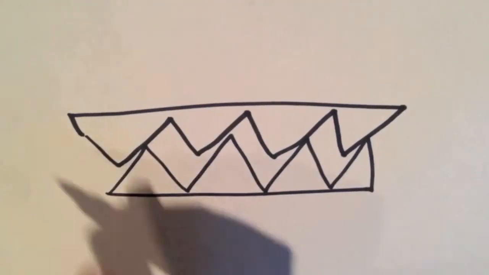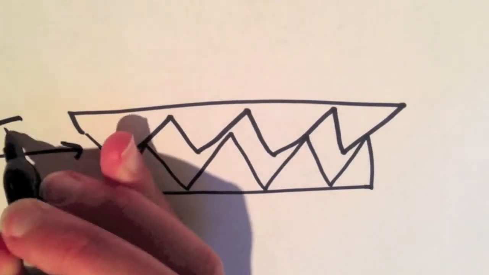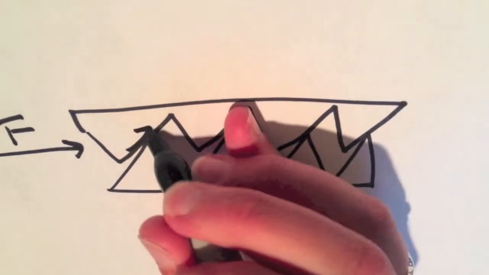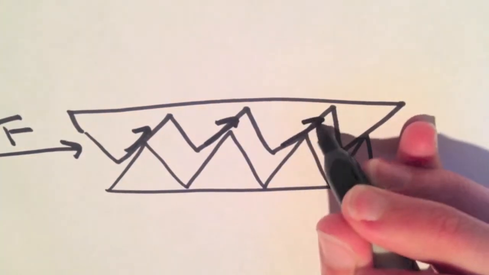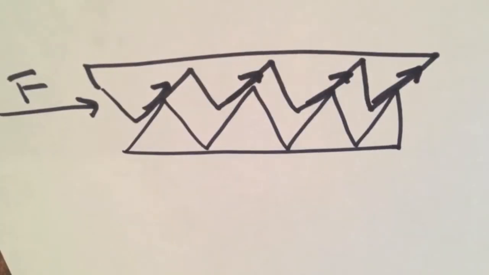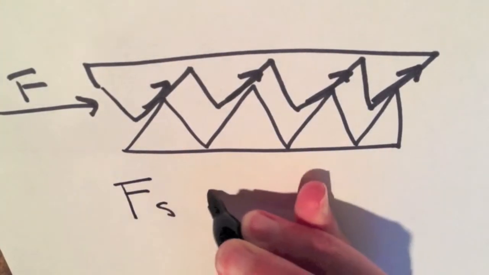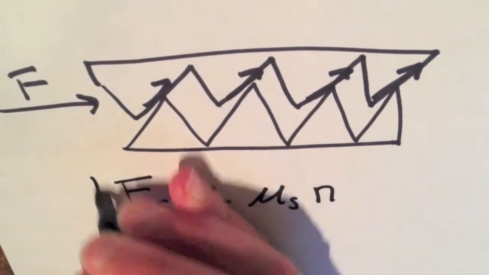Static friction exists when microscopic surfaces remain interlocked, and remains until enough force is placed on the objects to break the connections between the microscopic surfaces. The above equation is modified to f of s is less than or equal to mu s n.